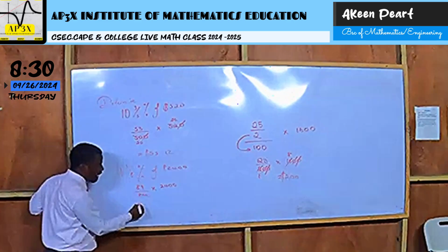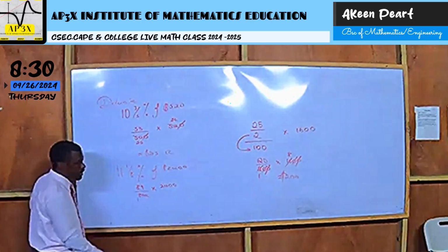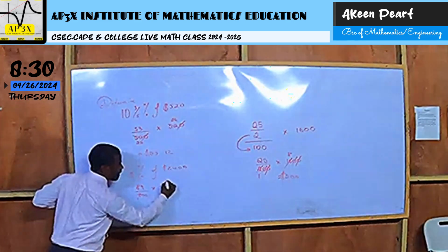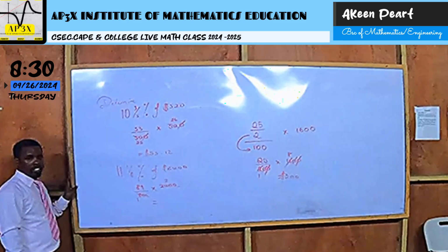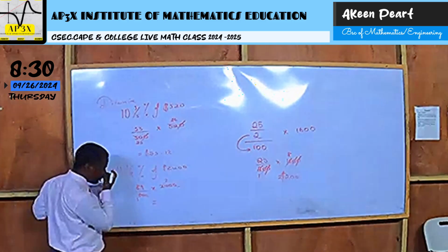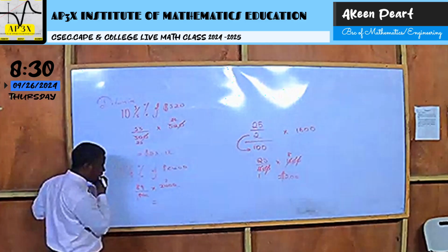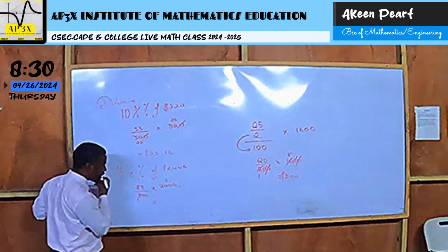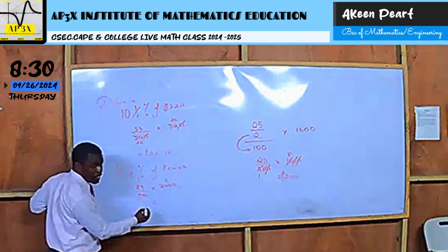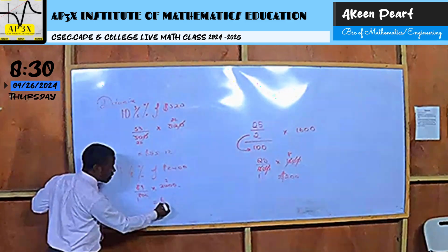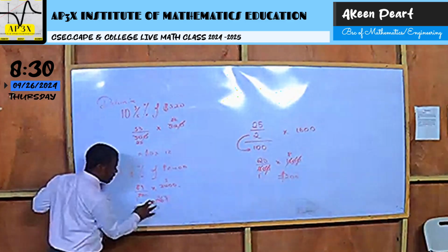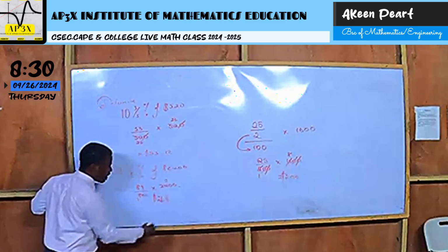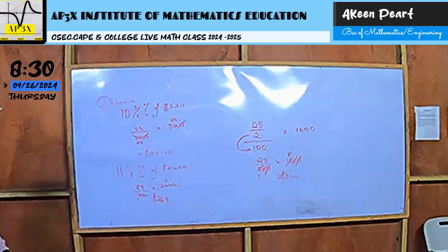For me, it's obvious that 800 goes into itself one time, and 800 into this goes 3 times. So my final answer would be just 89 times 3. And that would be 267. $267. Right? So that would be your solution.